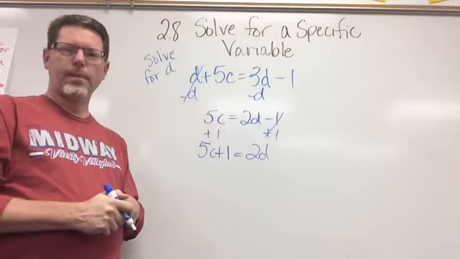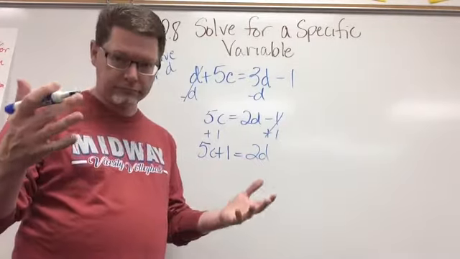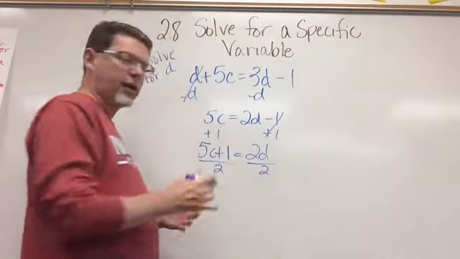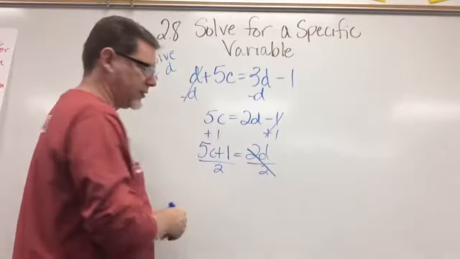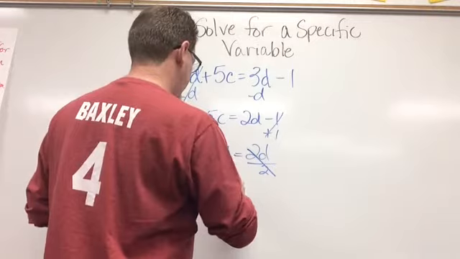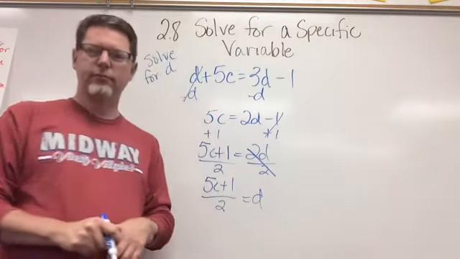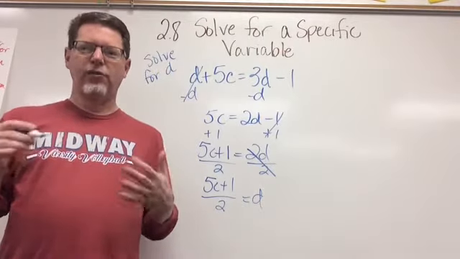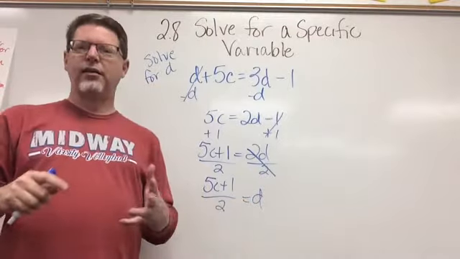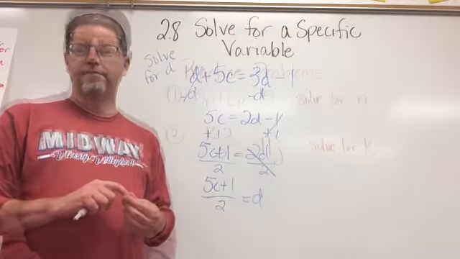Okay, now to get the d by itself, I have to divide by 2. And so the 2's cancel out on the right-hand side, and I'm left with my answer. 5c plus 1 over 2 equals d. Again, retraining our brains to think for a variable when there's 2 variables instead of just 1.